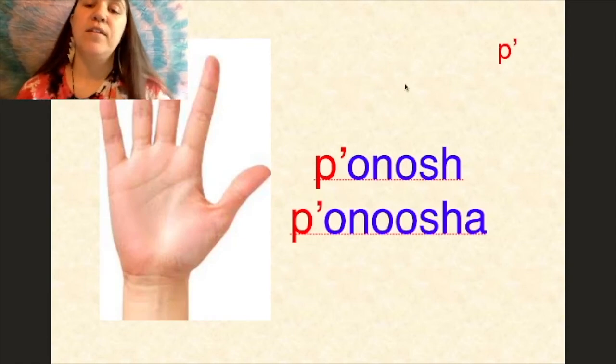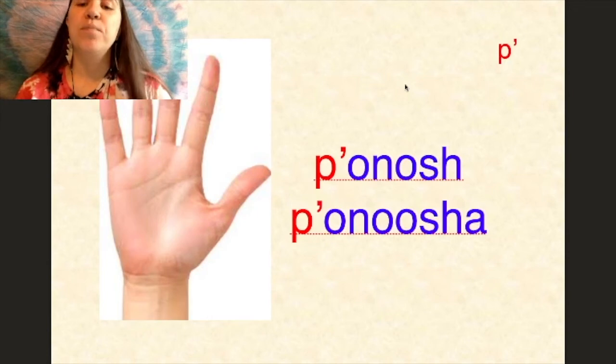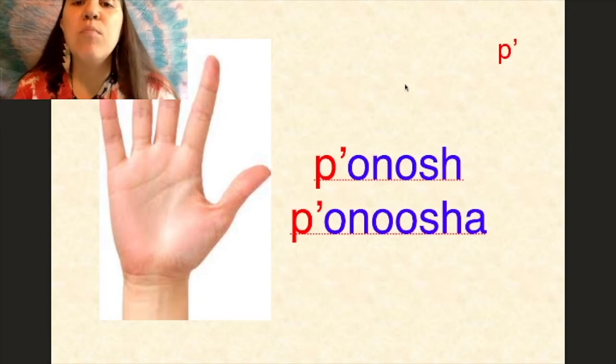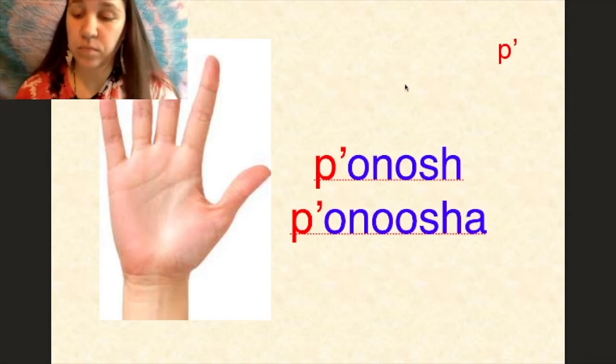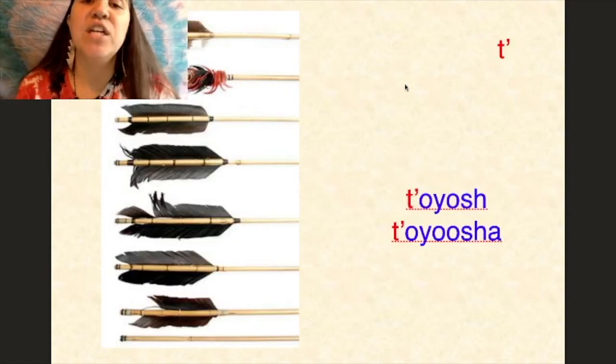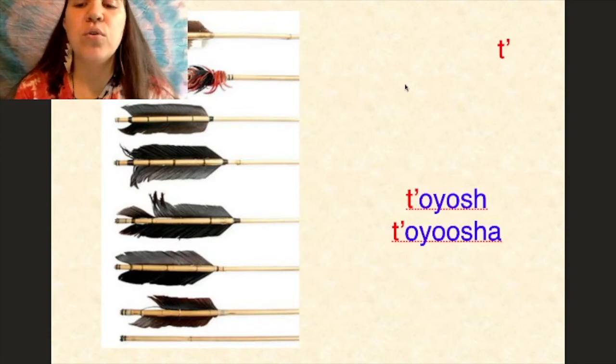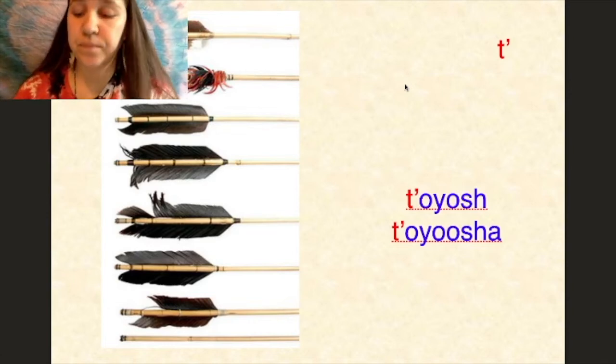So, for example, we have onosh, onosha, and this is our word for hand. And here we have oyosh, oyosha. This is for arrow.